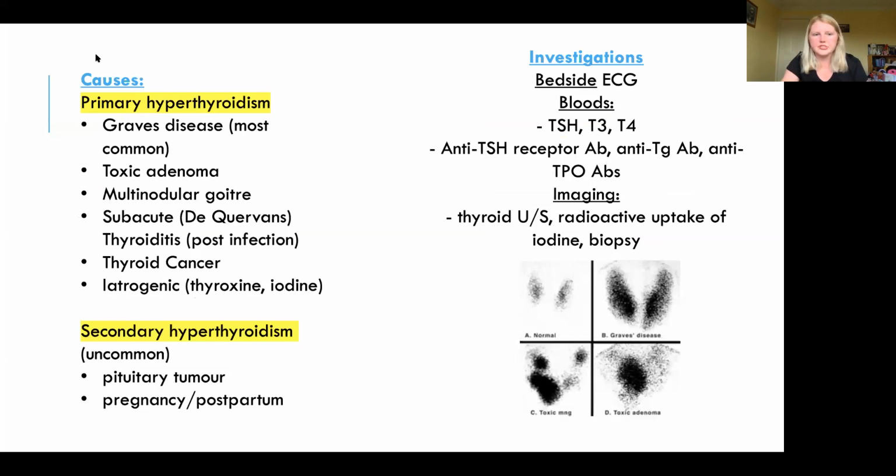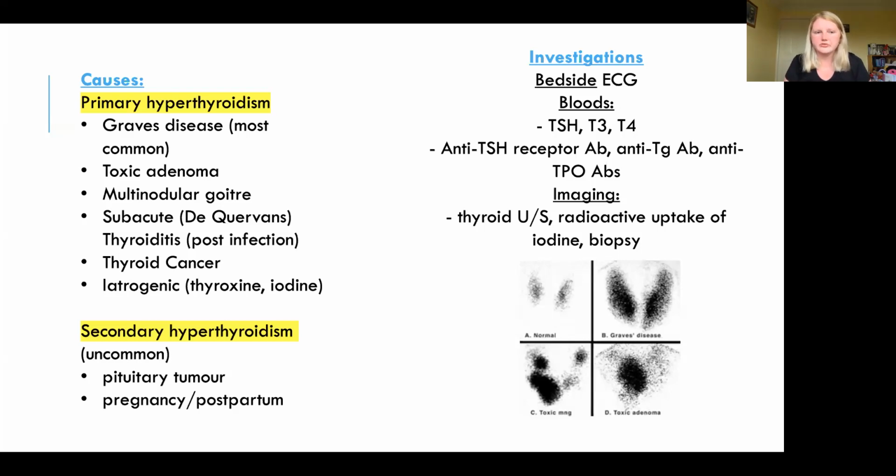So in terms of causes of hyperthyroidism, the most common is definitely Graves, but you can also see adenomas, thyroiditis, cancers, and iatrogenic causes. Always remember to ask about medications because they may already be being treated but are being overtreated, and that can precipitate hyperthyroidism. The secondary causes are far less common in this situation.